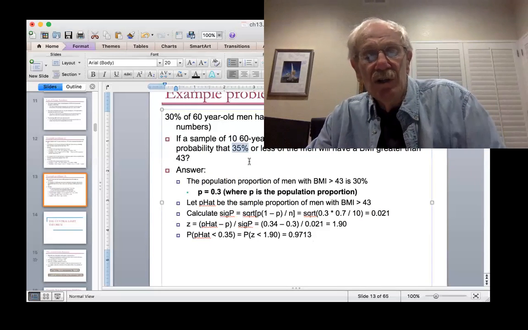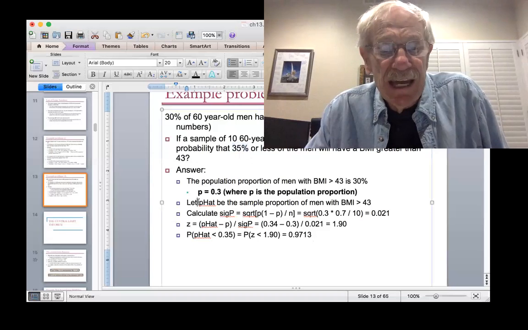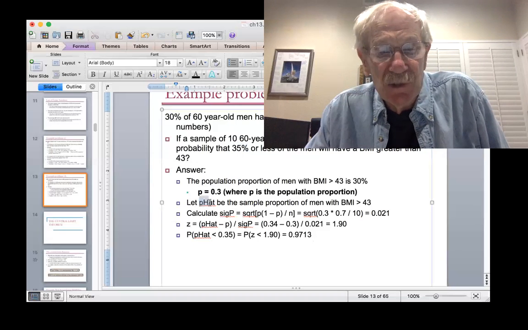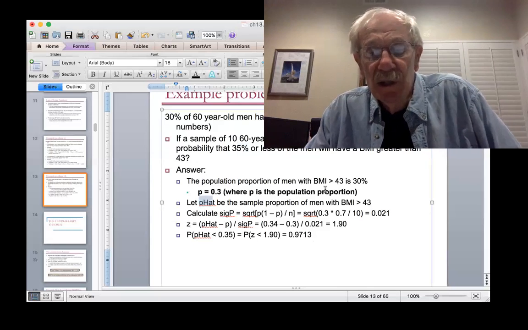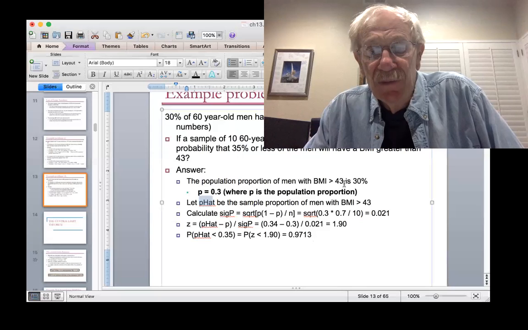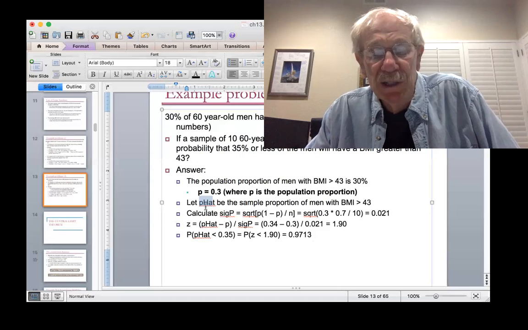Okay, so the way to work this problem is that you set a p hat. That's just a nomenclature that has been used in statistics for quite some time. p hat is the sample proportion of men whose BMI is greater than 43. This is the average amount that this group will have.